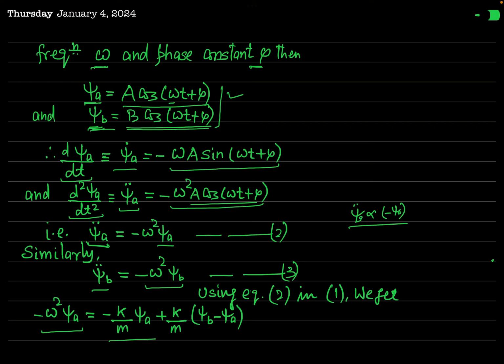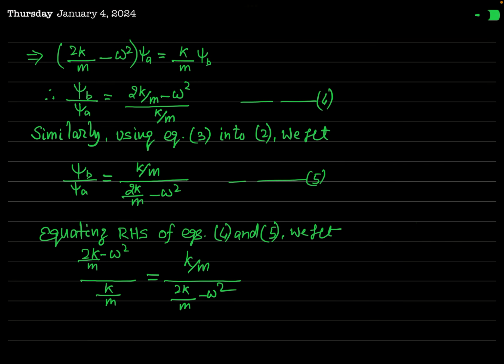This is minus k over m psi A plus k over m times psi B minus psi A. Okay, and you can see this is minus k over m psi A plus k over m psi B minus k over m psi A. So this minus k over m psi A and minus k over m psi A will be added, and when it is brought into the LHS, that will be 2k by m psi A.